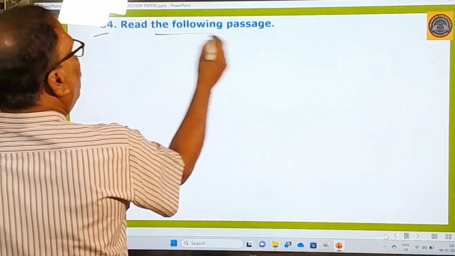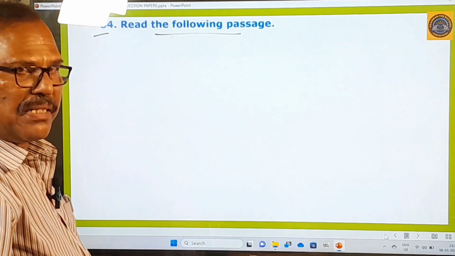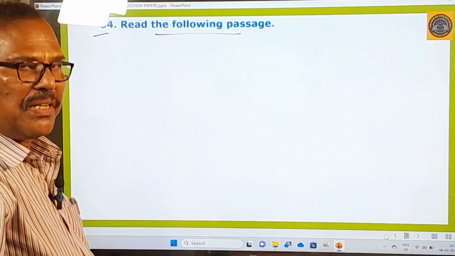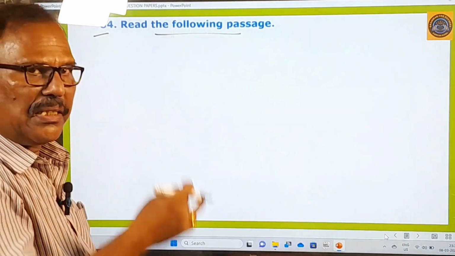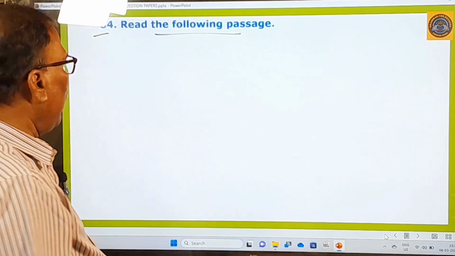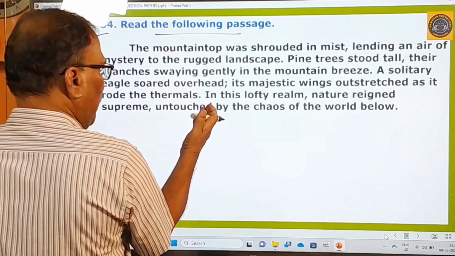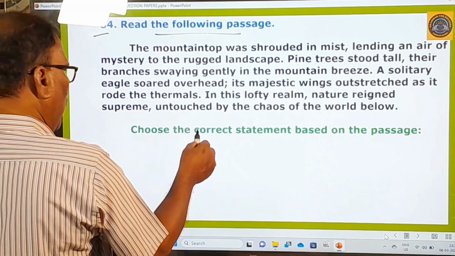84th question. Read the following passage. Again, the same passage is given and another question is given under that passage. Now let us read that question and answer it.